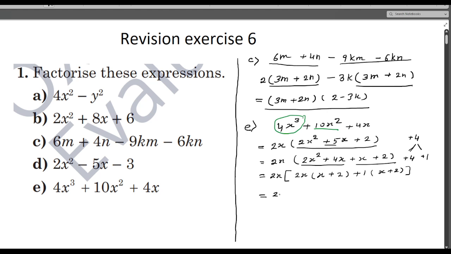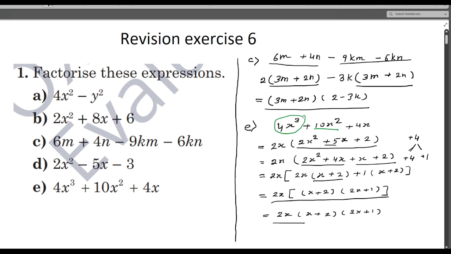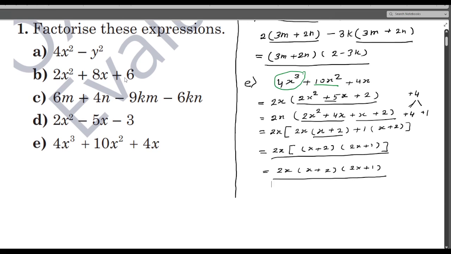So you have 2x, and then here you have x plus 2 and 2x plus 1. Okay, so this is your final factor. Now I will write this as 2x, x plus 2 and 2x plus 1. Okay, so these are your 5 sums.